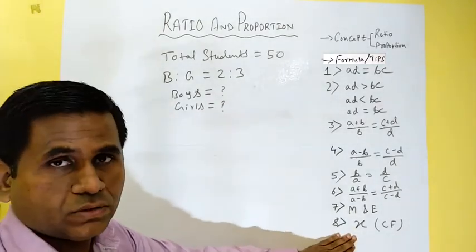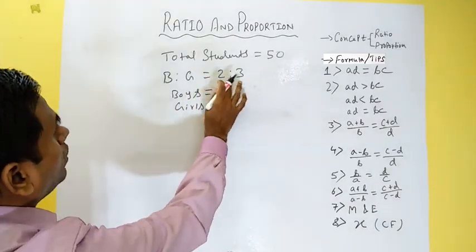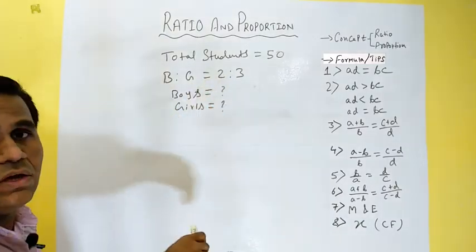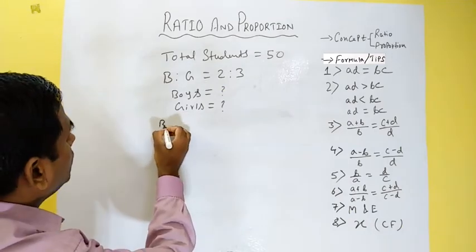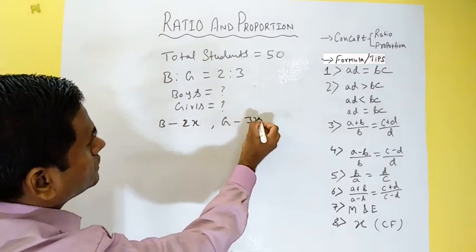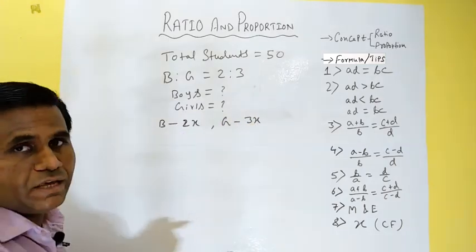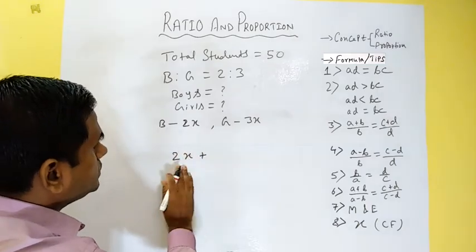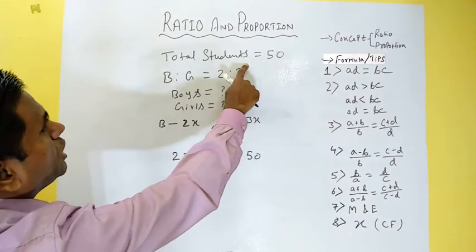Using this eighth tip, we can say x is the common factor, which when multiplied to these ratios gives the number of boys and girls. So the number of boys is 2x and the number of girls is 3x. But it is with the variable, so how to find the value of the variable? We can say 2x boys plus 3x girls is equal to 50, because the total number of students given here is 50.